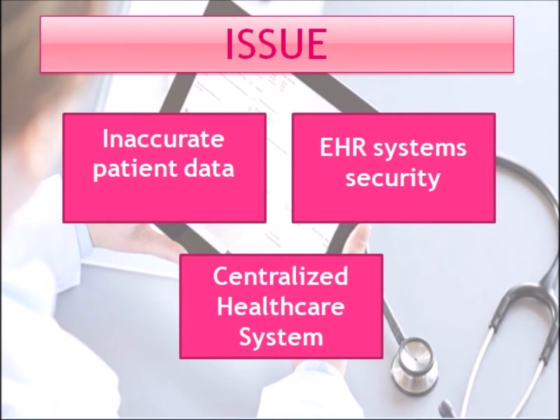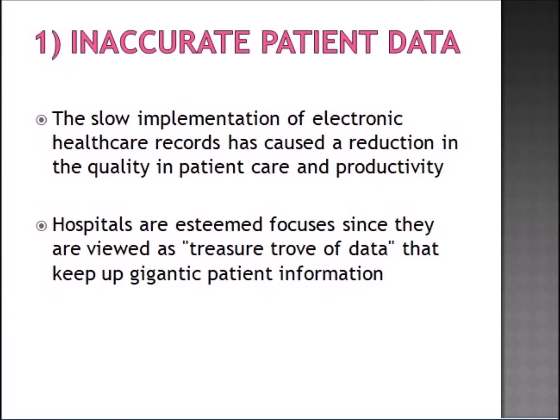Now, these are the 3 issues that have been highlighted by the authors. They are inaccurate patient data, EHR system security, and centralized healthcare system. The first issue, inaccurate patient data. According to the authors, the slow implementation of electronic healthcare records has caused a reduction in the quality of patient care and productivity.